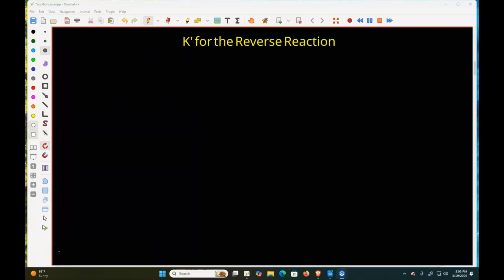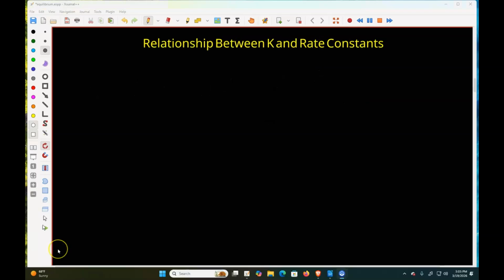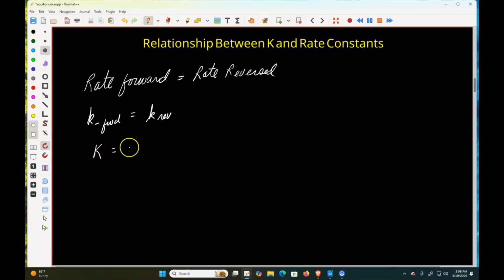For reverse reactions, if you have a reverse reaction, you take the reciprocal of K. So if I had an equation like nitrogen plus 3 hydrogens giving me 2 NH3s, and suppose under these conditions, Kc is equal to 0.5, then K prime is the reciprocal of this, so that will be equal to 1 over 0.5, which is 2. So simply stated, K is equal to K forward divided by the K reverse. So equilibrium is really just a balance of speeds.